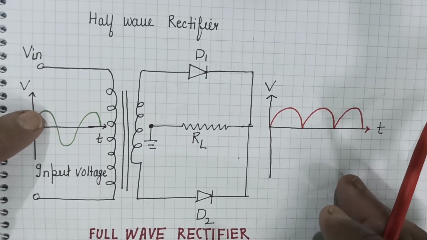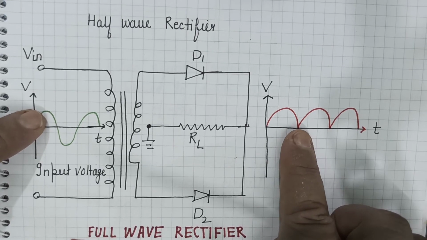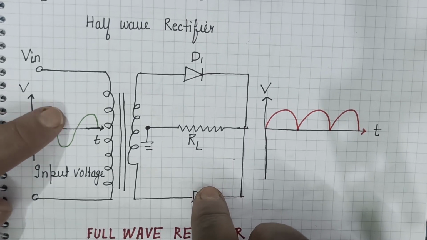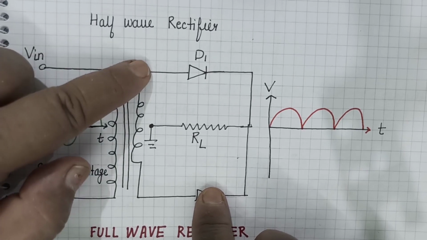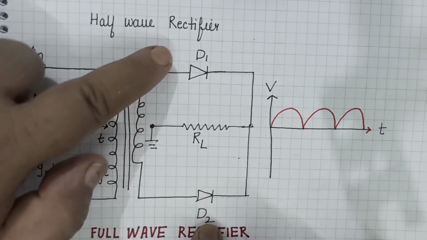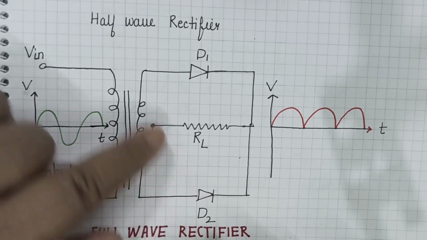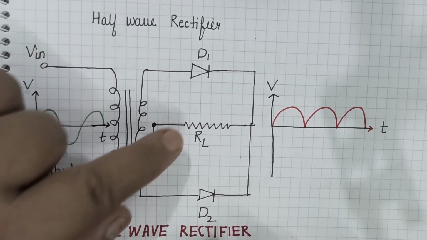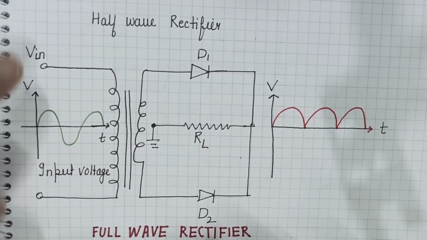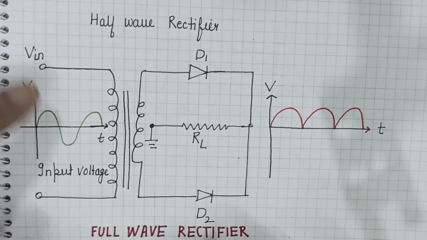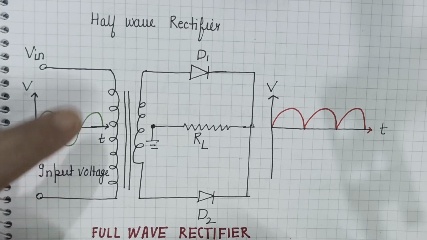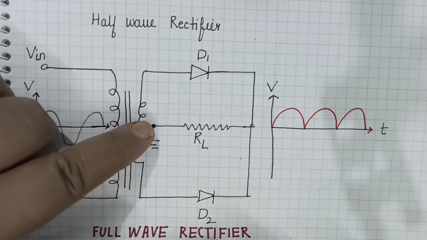So learn to draw the input diagram and output diagram. In the first part, for positive half cycle, this end is positive, this end is negative, this is 0, this is forward biased, this is reverse biased, and current flows through this direction. In the negative half cycle, this is negative, this is positive, this is 0.